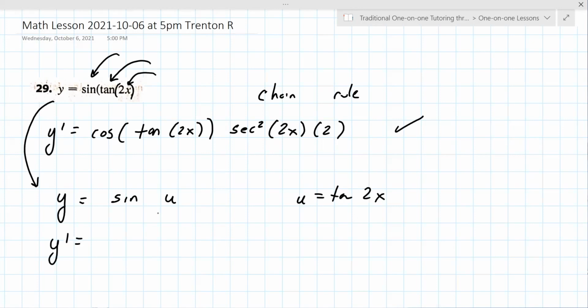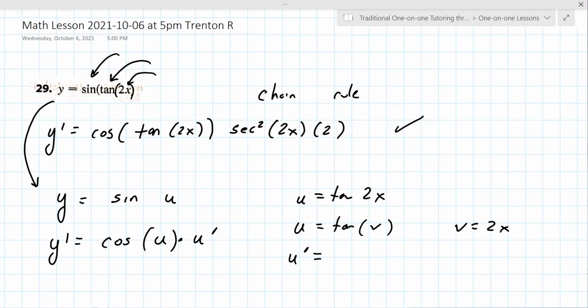So y prime is the derivative of sine, which is cosine u times u prime. Now, what is u prime? Well, u prime is the derivative of the thing on the right, but this is really tangent of v, and v equals 2x. I'm doing it this way because you want to only take derivatives of things you know. The derivative of u is the derivative of tangent, that's secant squared v times v prime. And now you need v prime. V prime is the derivative of 2x, which is 2.